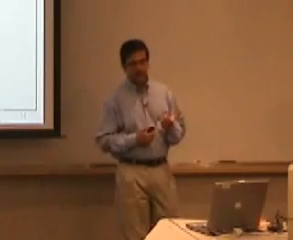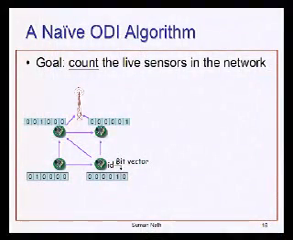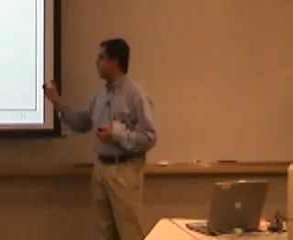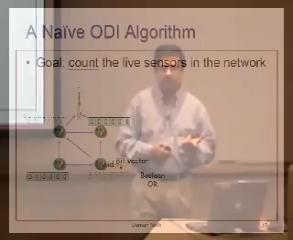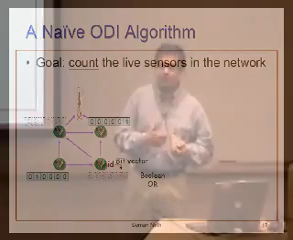Suppose the goal is to count the number of live sensors in the network, and the topology we are using is this. It's one type of multipath routing. The algorithm works as follows. Every node in the sensor network has an ID, and it generates a bit vector where the bit given by the ID is set to 1 and all other bits are 0. All the sensors do that. Then every sensor broadcasts its bit vector, and when a node gets a new bit vector, it combines the two bit vectors using the Boolean OR function.